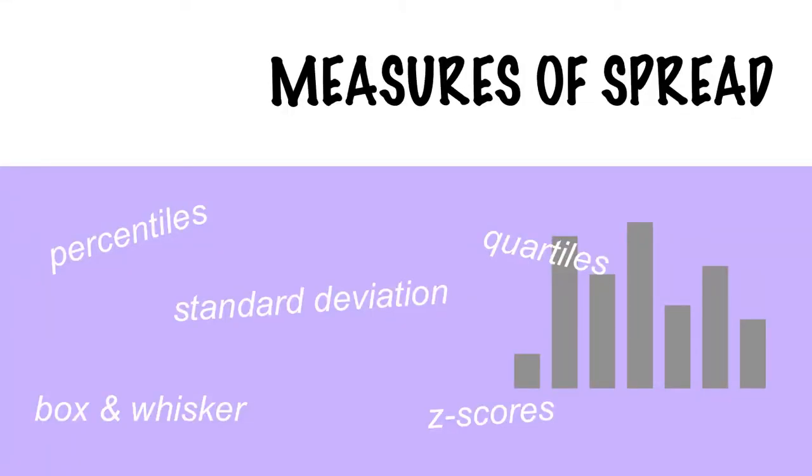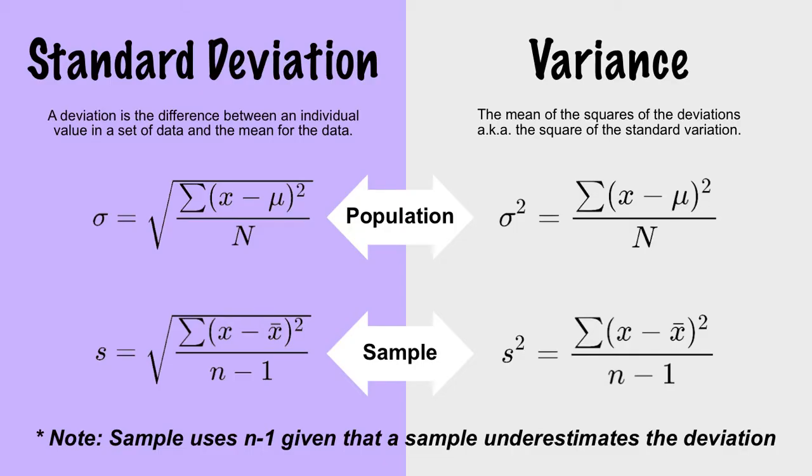Measures of spread. Two measures of spread are standard deviation and variance. The variance is the square of the standard deviation. So you'll see that there are formulas here. If we pair them up, they look exactly the same.